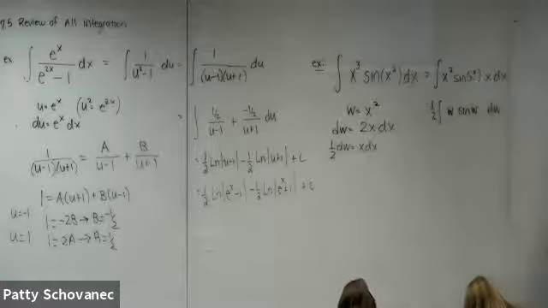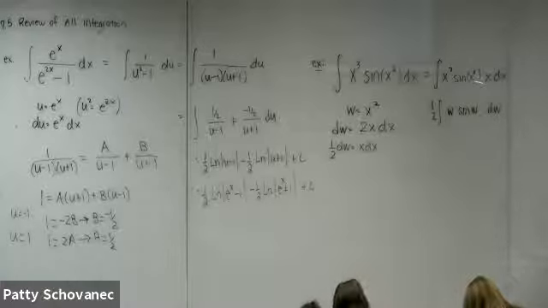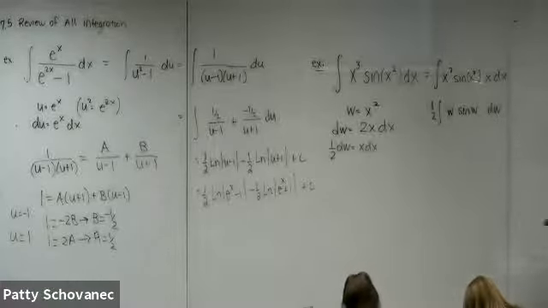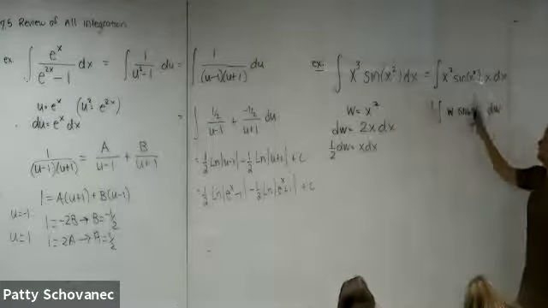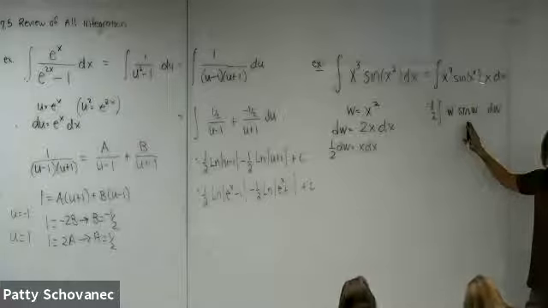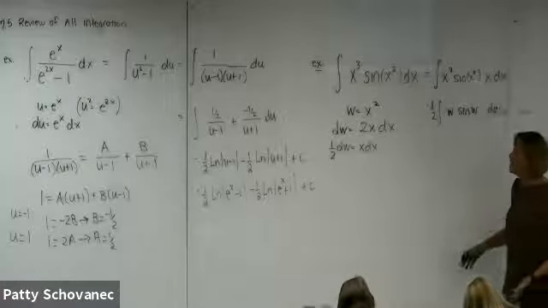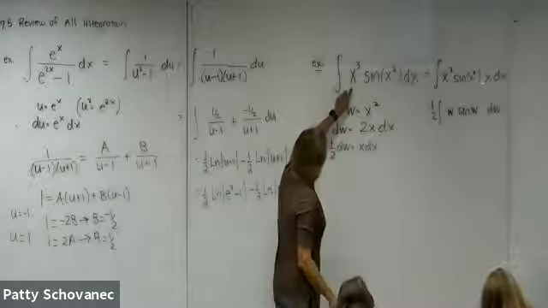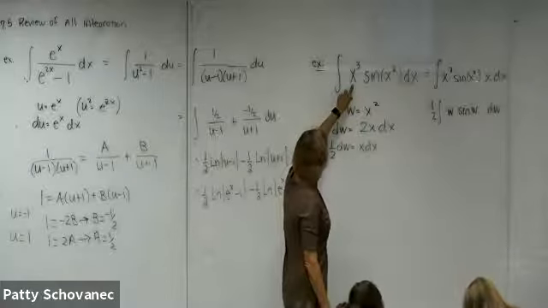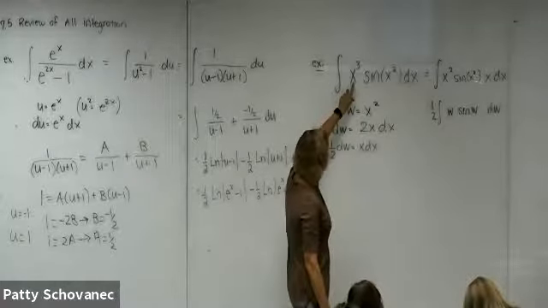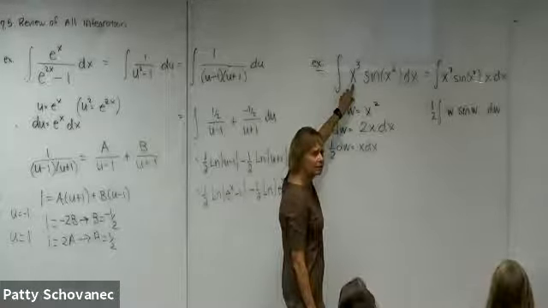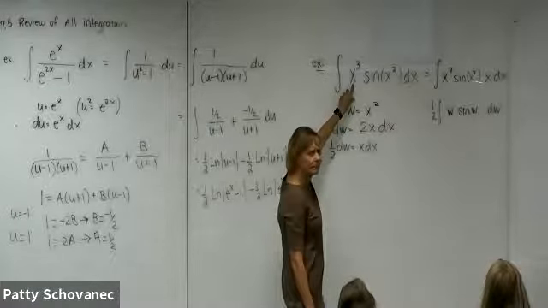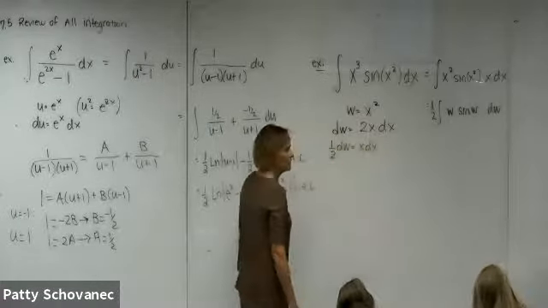Now it's integration by parts. I couldn't do integration by parts here because I don't know how to integrate sine of x squared, but I do know how to integrate the sine of W. Could have also done integration by parts here, I guess, had I let u be x squared and dv be x sine of x squared. That would have worked. I think this will work fine.